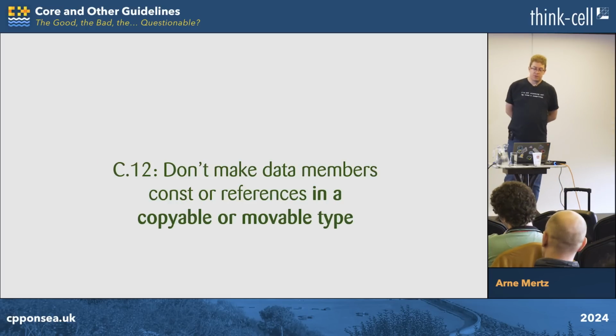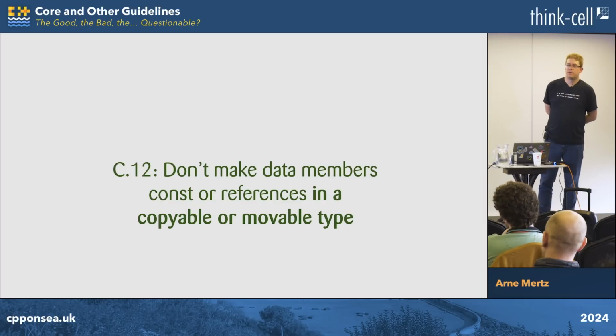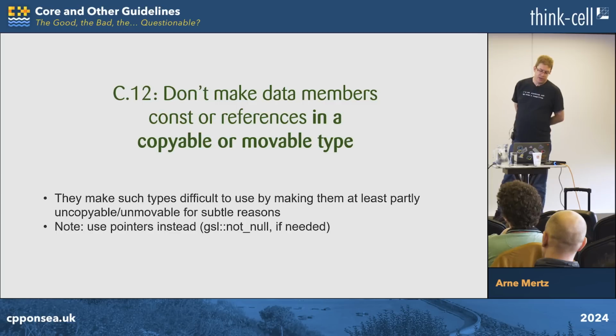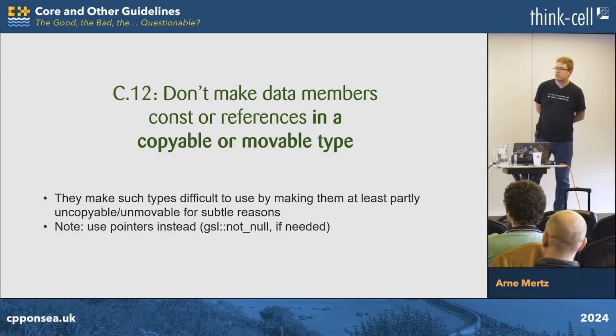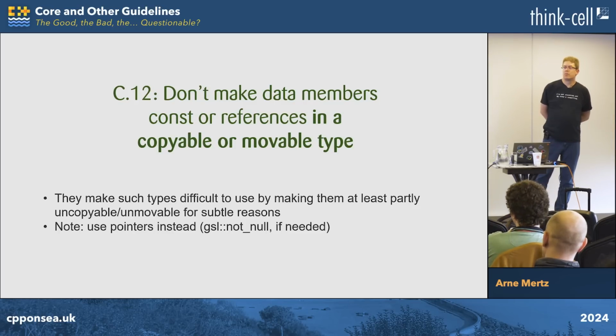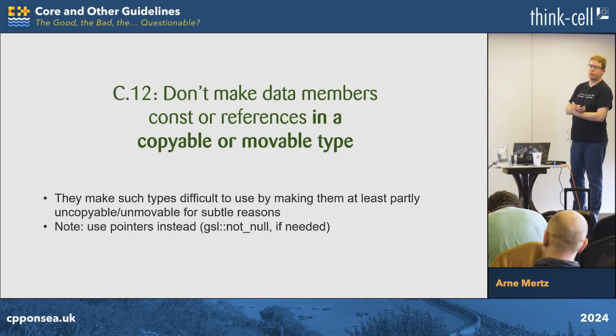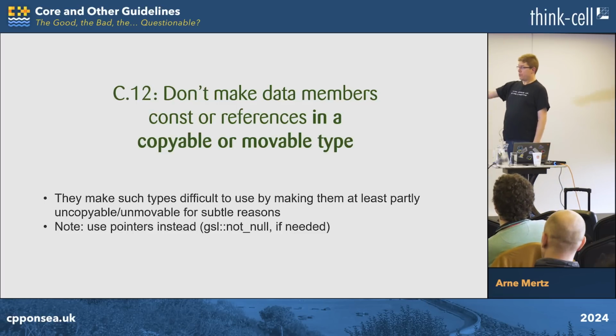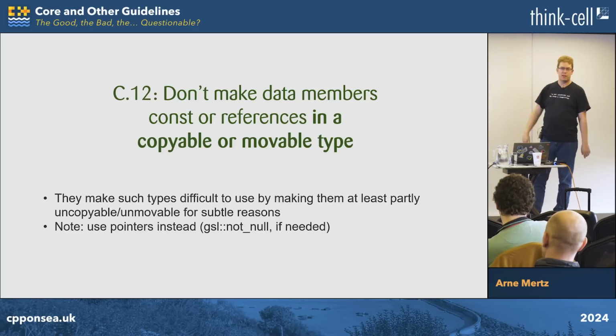C12, don't make data members const or references in a copyable or movable type. This is the original C++ core guideline. The reason is they make such types difficult to use by making them at least partly uncopyable, unmovable for subtle reasons. Well, the subtle reasons are you can't copy assign or move assign those types, because if you have an existing object, it has a reference or a const member and you can't change those to whatever the object you copy from has, right? You can still usually copy construct them or move construct them because then you initialize that reference or const member. And they have a note: use pointers instead, maybe use the guideline support library not_null template to mark this pointer as not null or should never be null.